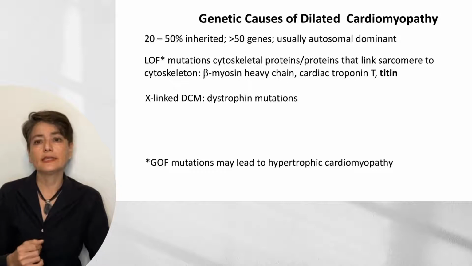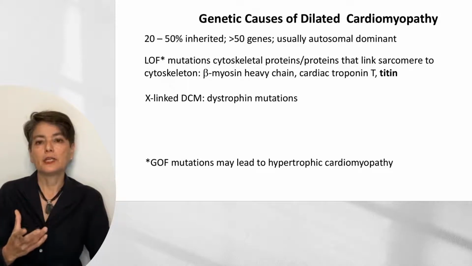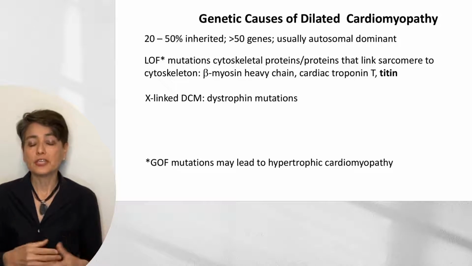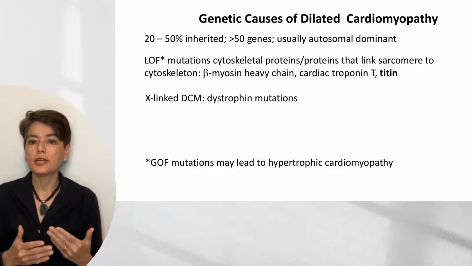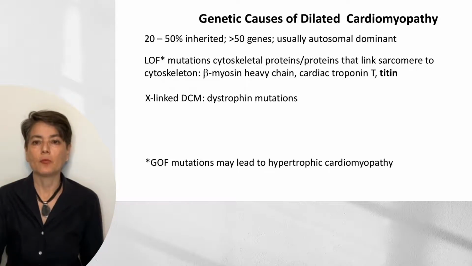Now, the one X-linked gene that we see mutated in dilated cardiomyopathy is dystrophin. So you will see dystrophin mutations in that particular subset. And something to keep in mind is that when we're looking at loss of function mutations in these particular genes, we can also see that these same genes are mutated in hypertrophic cardiomyopathy, but instead of loss of function, we get gain of function. We'll talk more about that in a moment.